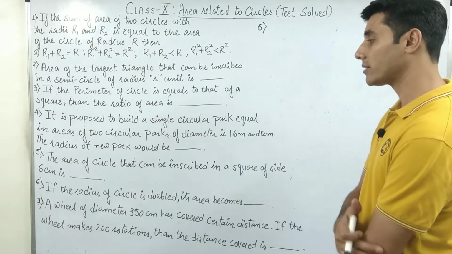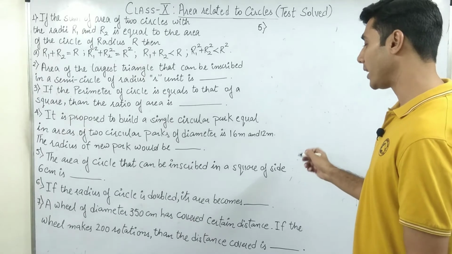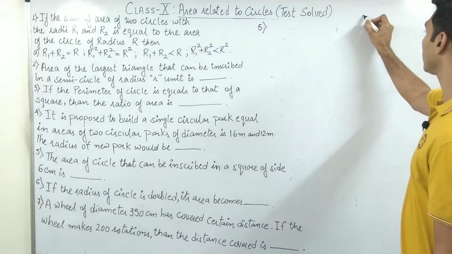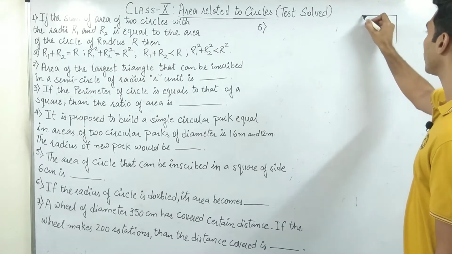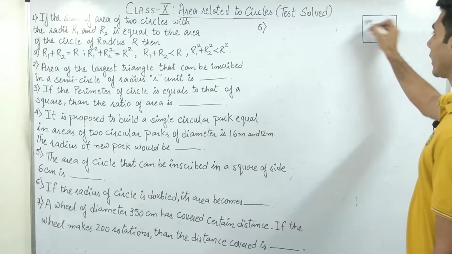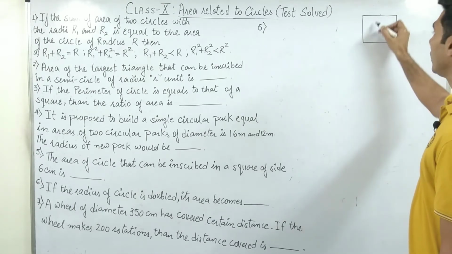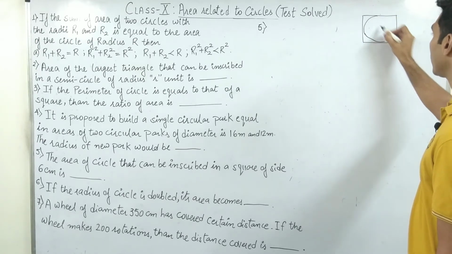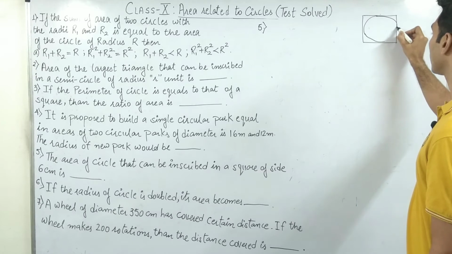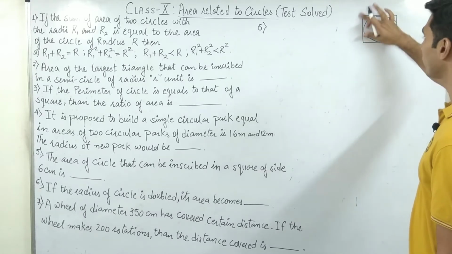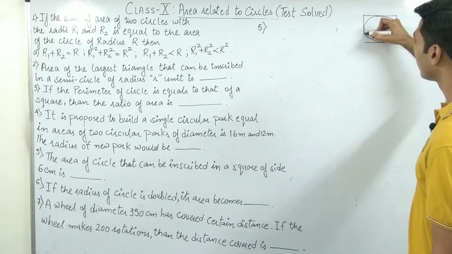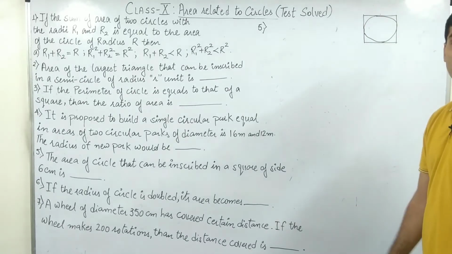Question number 5 says the area of circle that can be inscribed in a square. The area of the circle that can be inscribed in a square. So guys, square has got all the four sides equal, and आपने एक इसके अंदर एक circle inscribed किया है. Inscribed का मतलब होता है, guys, pardon my drawing, you know how beautiful artist I am. Right. So it's kind of this.